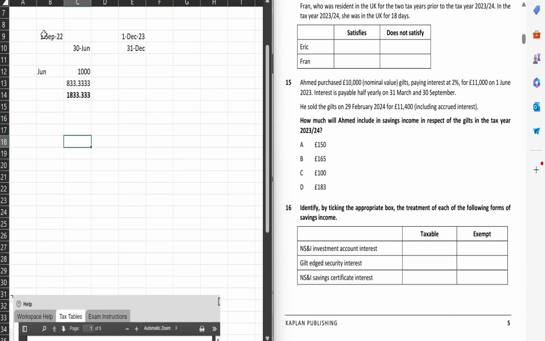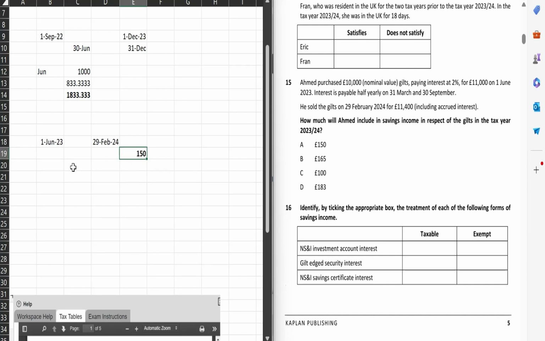So Ahmed purchased the gilts on 1st June 2023, right? And he sold it on 1st February 2024. So what's the holding period? June, July, August, September, October, November, December, January, February. So it's 9 months, right? Let me check. 10,000 into 2%. So it means 150 is the interest he will be entitled to.